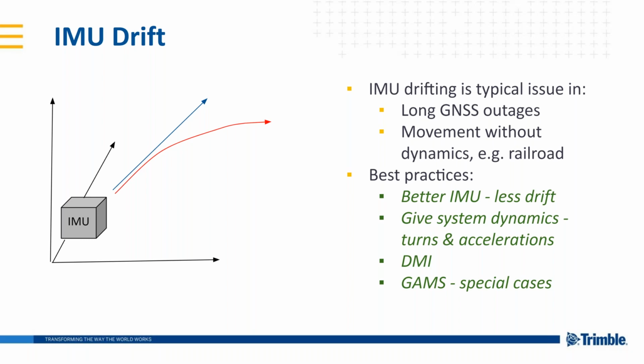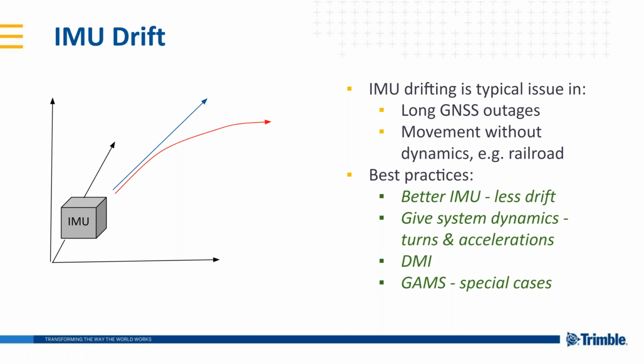And this is something that might happen during a long GNSS outage. So when the system doesn't have input from the GNSS for the location, the IMU might drift a little bit. And also this could be an issue in some scenarios where you are moving, even in good GNSS conditions, but you're not getting any dynamics for a long time. This could be, for example, railway data collection where you drive a long way straight with no accelerations and no turns. And some best practices for how to deal with IMU drift. Well, in general, if you have a good IMU, you will have less drift.